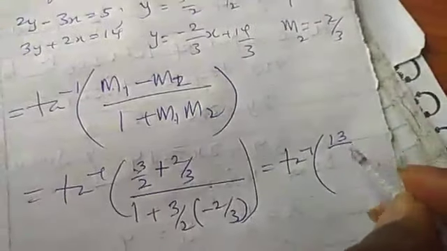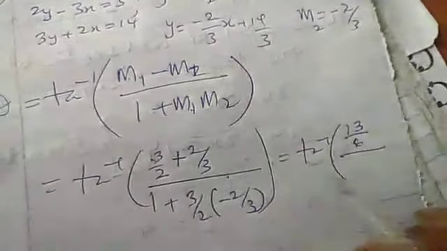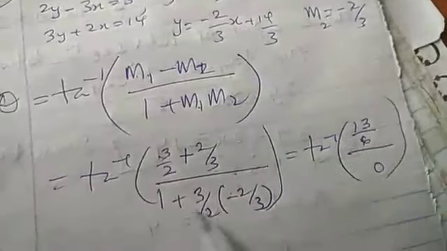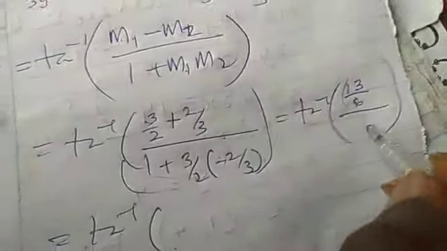So this will give me arctan of 3 times 3, 9, that is 13 over 6, divided by, this will give me 0. The whole denominator will give me 0. That will be arctan, this over 0 will give me infinity. And arctan infinity is simply 90 degrees. So that means the angle between them is 90 degrees. And that is that about that.